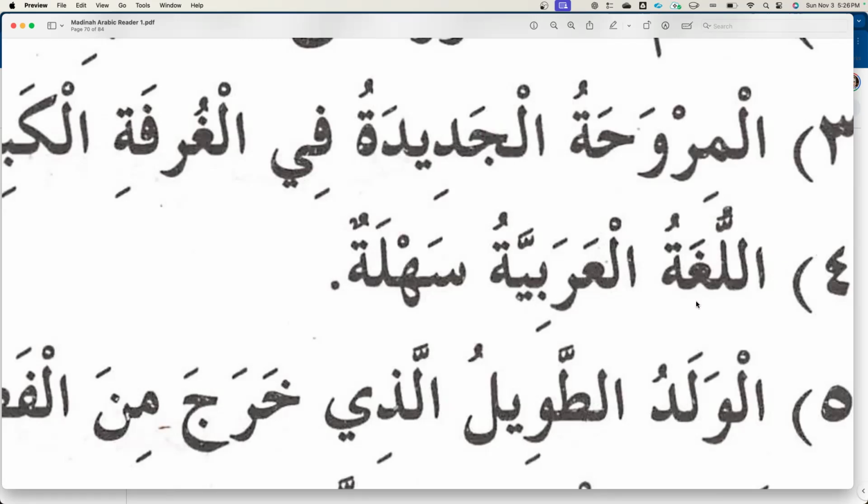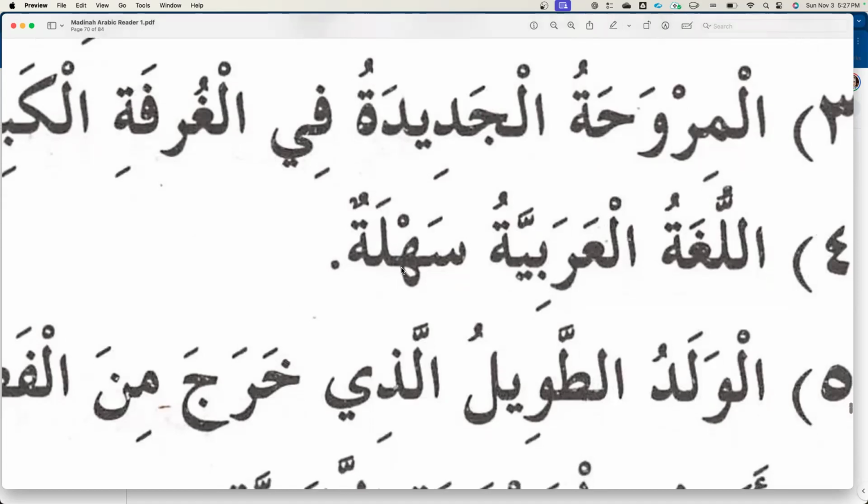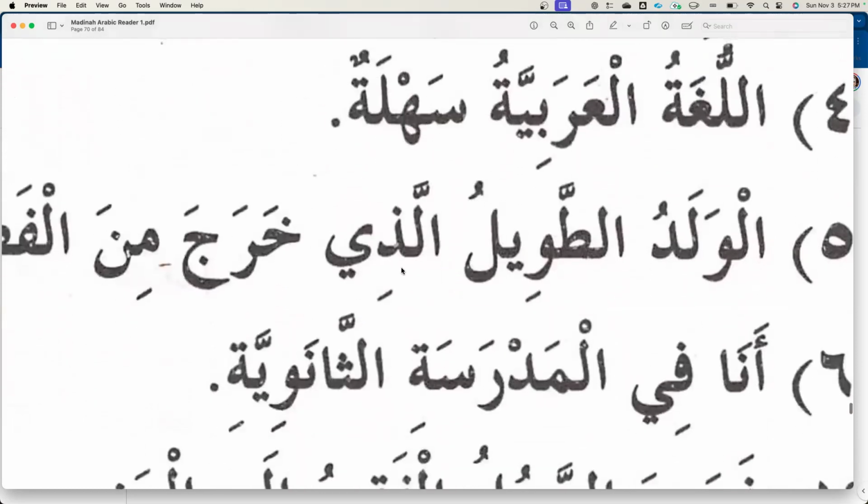Al-lughatul Arabiyyatu. What does it mean? The Arabic language. But pay attention: al-Arabiyyatu is an adjective of al-lughatu. That's why in English we say the Arabic language, but in Arabic, the way it's written, Arabic is the adjective of the noun language. Al-lughatul arabiyyatu sahla. It is easy. All right, good.